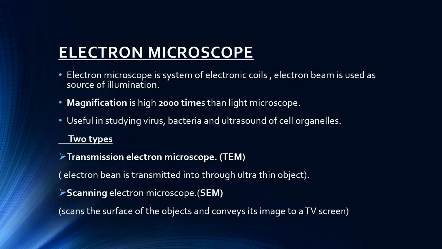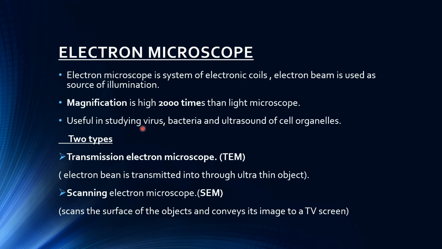Electron microscope. Electron microscope is a microscope which uses electron beams as a source of magnification. So the electron microscope basically gives a better magnification when you compare it to the light microscope. It gives 2000 times higher magnification. The electron microscope is very useful in studying viruses, bacteria and the ultrastructure of cell organelles.